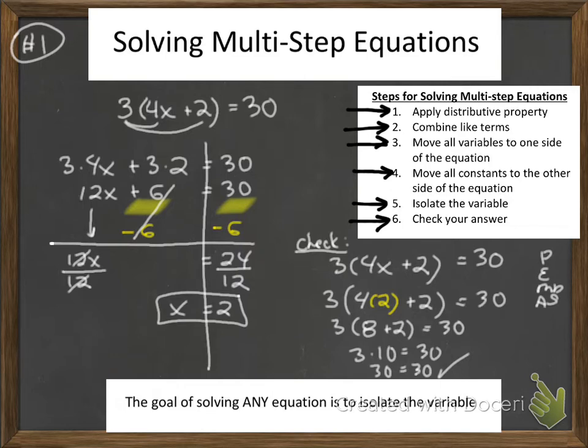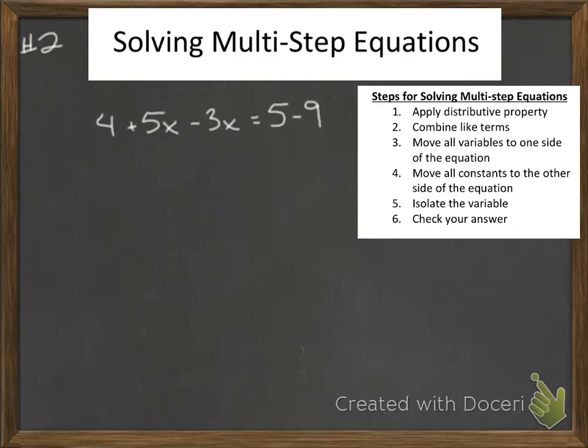So again, remember, we're going to work through these steps, but we might not always need every one of these steps. It depends on the actual equation. Let's do another problem. Here we have 4 plus 5x minus 3x equals 5 minus 9.